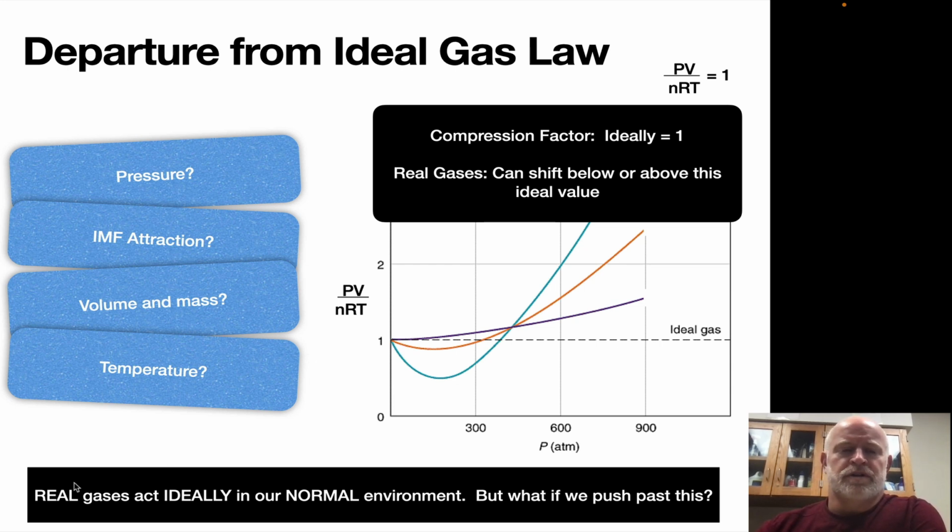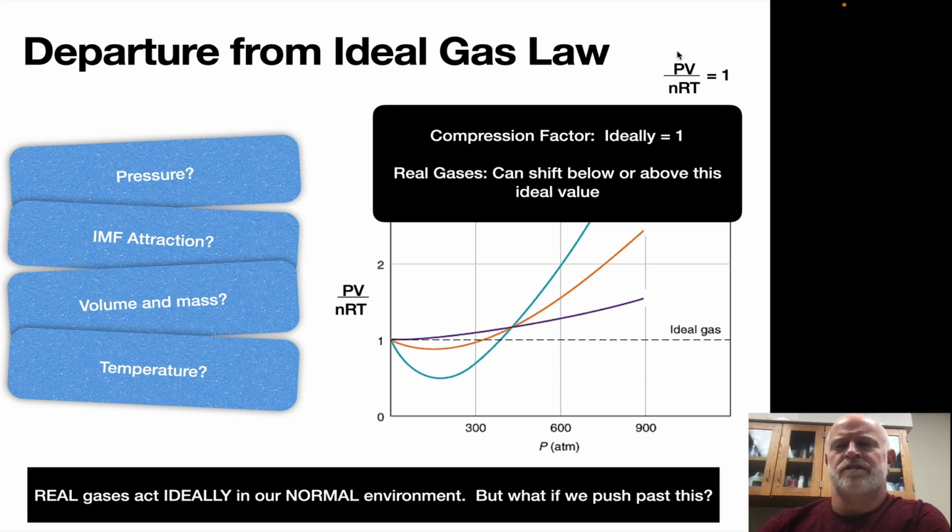So remember that real gases do act ideally in our normal environment. I want to make sure we're clear about that. Under normal conditions, real gases and ideal gases are great, okay? We can use all the equations that we did in this unit to solve for how real gases work by using these ideal gas laws. But what happens if we push past normal, all right? And that's what's kind of fun about honors chem, we can go past typical or normal and talk about it, all right? So what we want to first talk about is this concept of compression factor, all right?